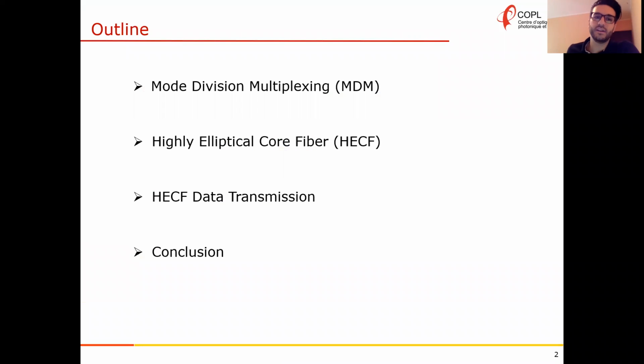For the outline of this presentation, I will start talking about some fiber works on mode division multiplexing in a MIMO-free condition. Then I will discuss a novel few mode fiber that we proposed with the name highly elliptical core fiber. And then I will jump to the experimental results for the data transmission over this fiber. And finally, the conclusion.